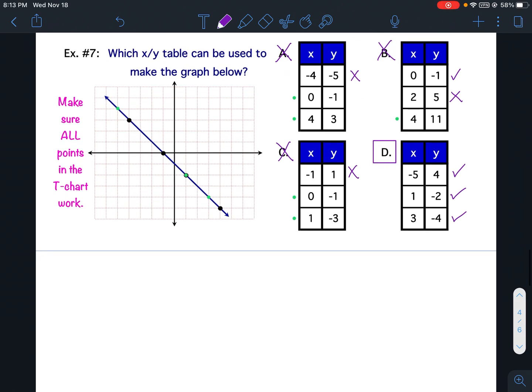Okay. So that is it for example 7, and that is it for the coordinate plane notes. If you have any questions on example 7 or any questions on the entire set of notes, please do not hesitate to ask.